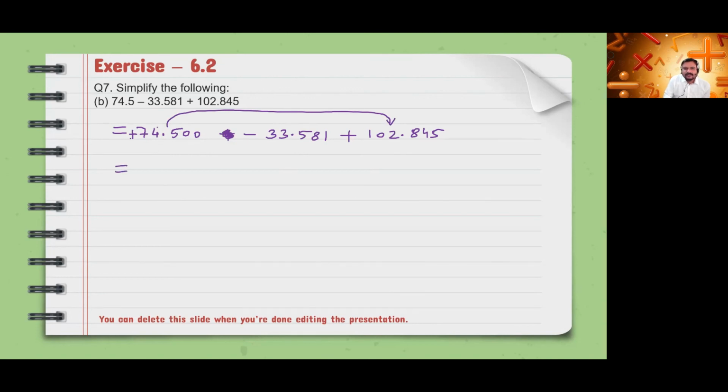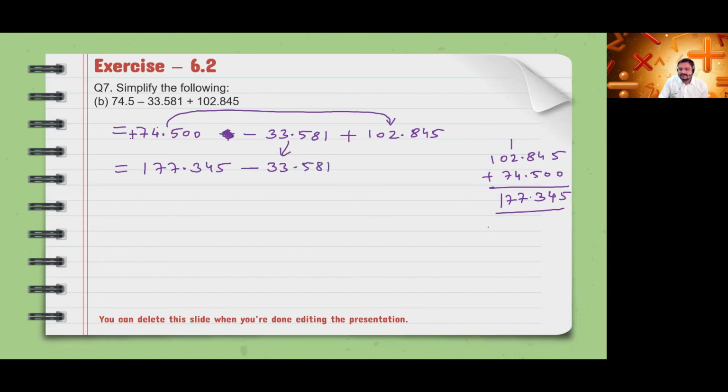Okay. So what I am doing in the first step, I am adding 74.500 with 102.845. I am performing the addition first, then afterwards I will perform the subtraction. So 5 will come here, 4 will come here, 8 plus 5 is 13. 1 will be carry forward. 3 plus 4 is 7. This 7, 177.345 it will come.